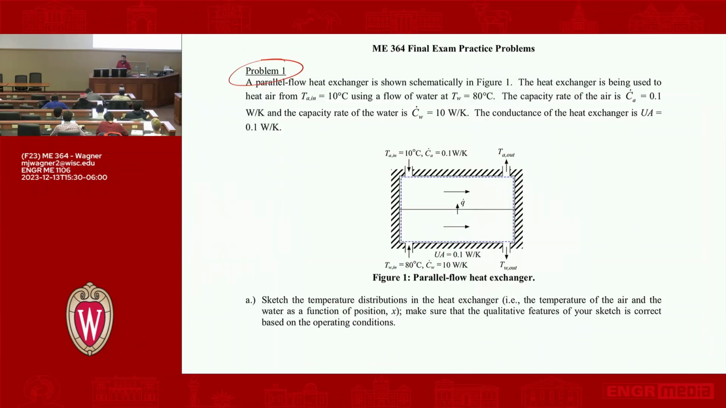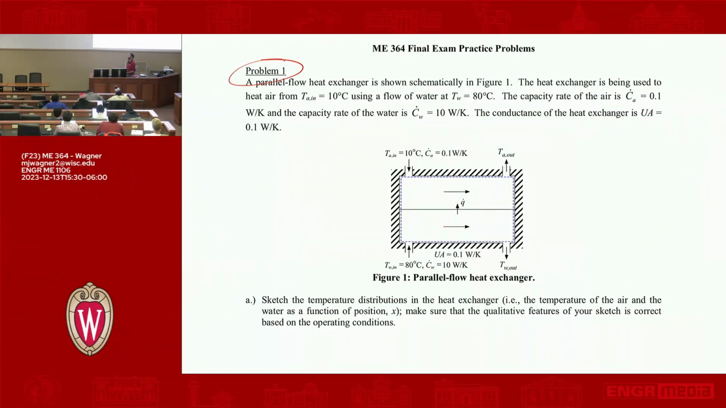Okay, so this problem is looking at a parallel flow heat exchanger. So we're dealing with flow in this direction, flow in this direction. The heat exchanger is being used to heat air, and it's using water, so it gives some temperatures. The capacitance rate of air is 0.1 watts per Kelvin. The capacitance rate of water is 10. And then it gives us the conductance.